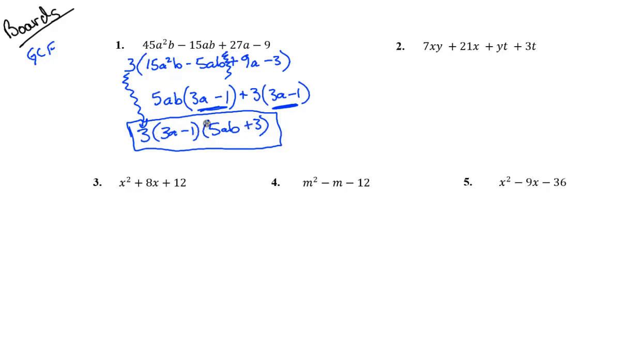Now, some of you may have written 3 times 5AB plus 3 times 3a minus 1, switching those two places. That is technically called the commutative property of multiplication. You can take these two numbers, the two things in parentheses, and switch them places and have the exact same answer. Good.